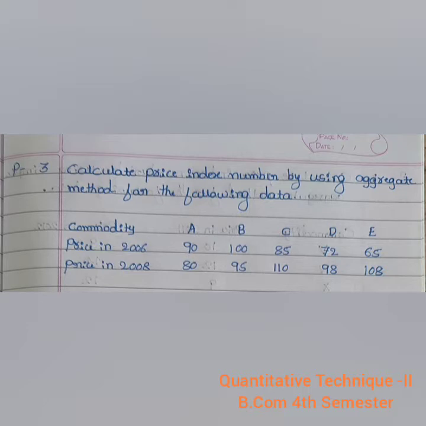Okay, firstly we have to identify which year to take as the base year and which year as the current year. 2008 is the recent year, so we take 2008 as P1, that is the current year price, and the remaining one, the price in 2006, is the base year price, P0. By that we solve the problem by the simple aggregate method. Okay, let's start the solution.